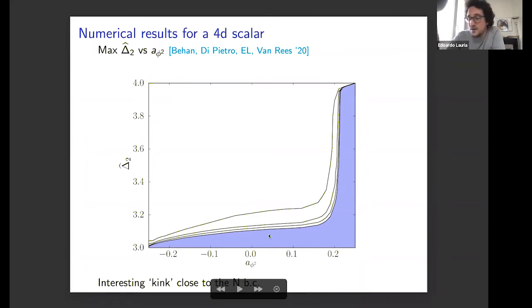But this is not quite what happens, because there is a feature here. There is a point that becomes stable as we increase the number of equations. It may be an indication that for this value of a phi squared and this value of delta 2, there exists a conformal boundary condition, of which, however, we don't have any intuition of how to construct it.